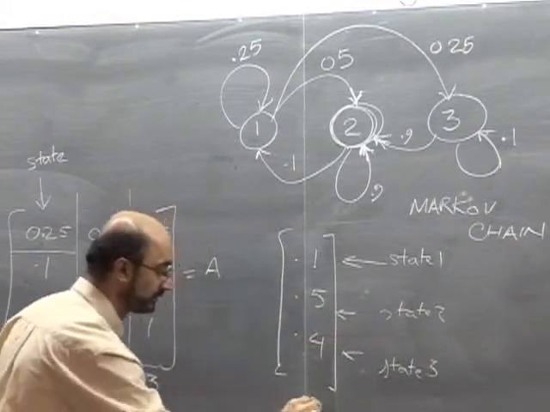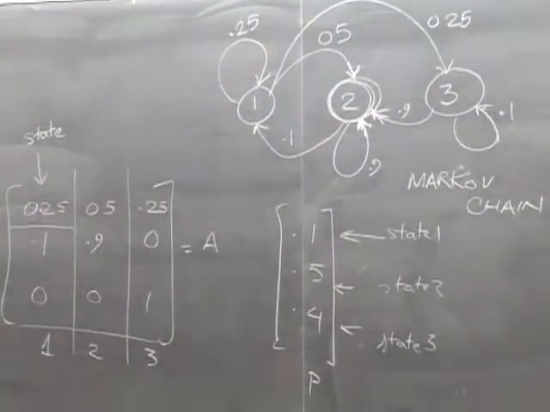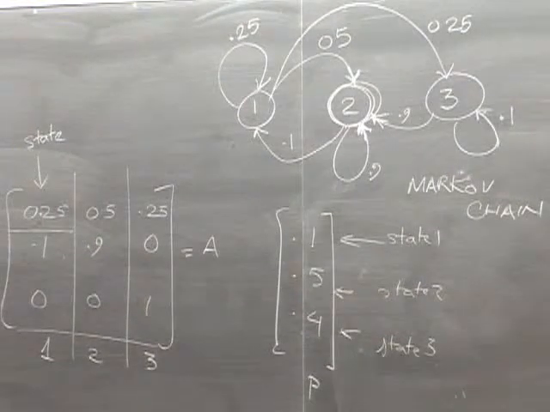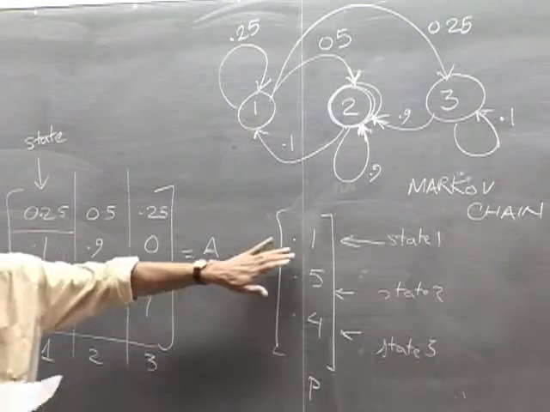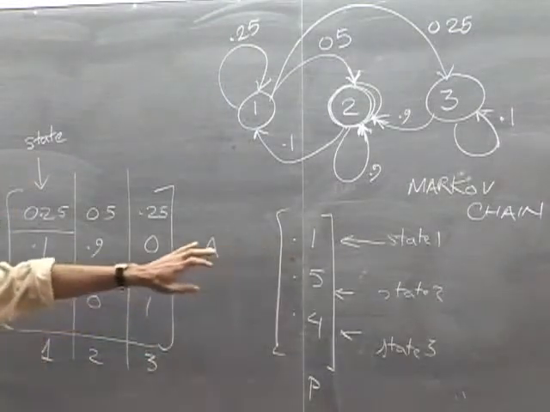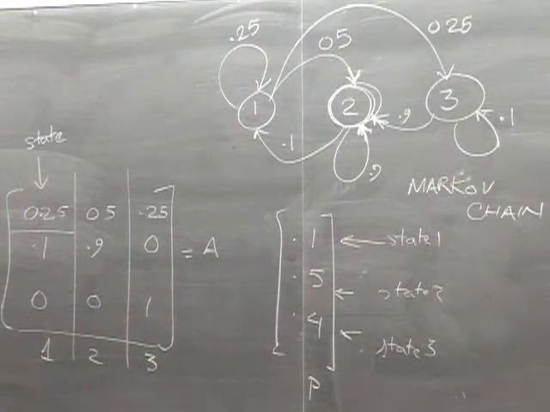And I'll call this vector P. The important thing to notice is: what is the new probability of being in state 1? It's the probability of being in state 1 and staying in that state. Yeah? Just what you were saying earlier about no history.